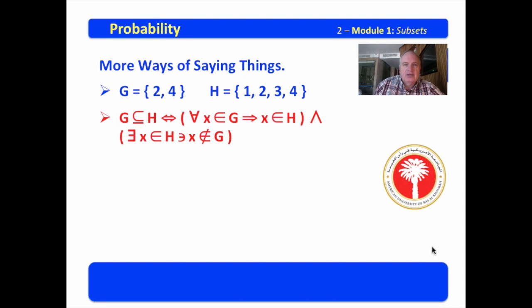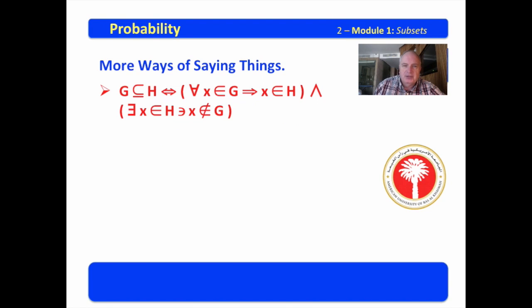More ways of saying things. Oh my gracious, doesn't it get fun? G is a proper subset of H if and only if every X, an element of G, implies that it's an element of H. So if every one of these is in H and there exists some X, right here's one, an element of H such that that X is not an element of G. So all that says is everything in G is found in H, but there's something in H that is not in G. This is pretty cool.